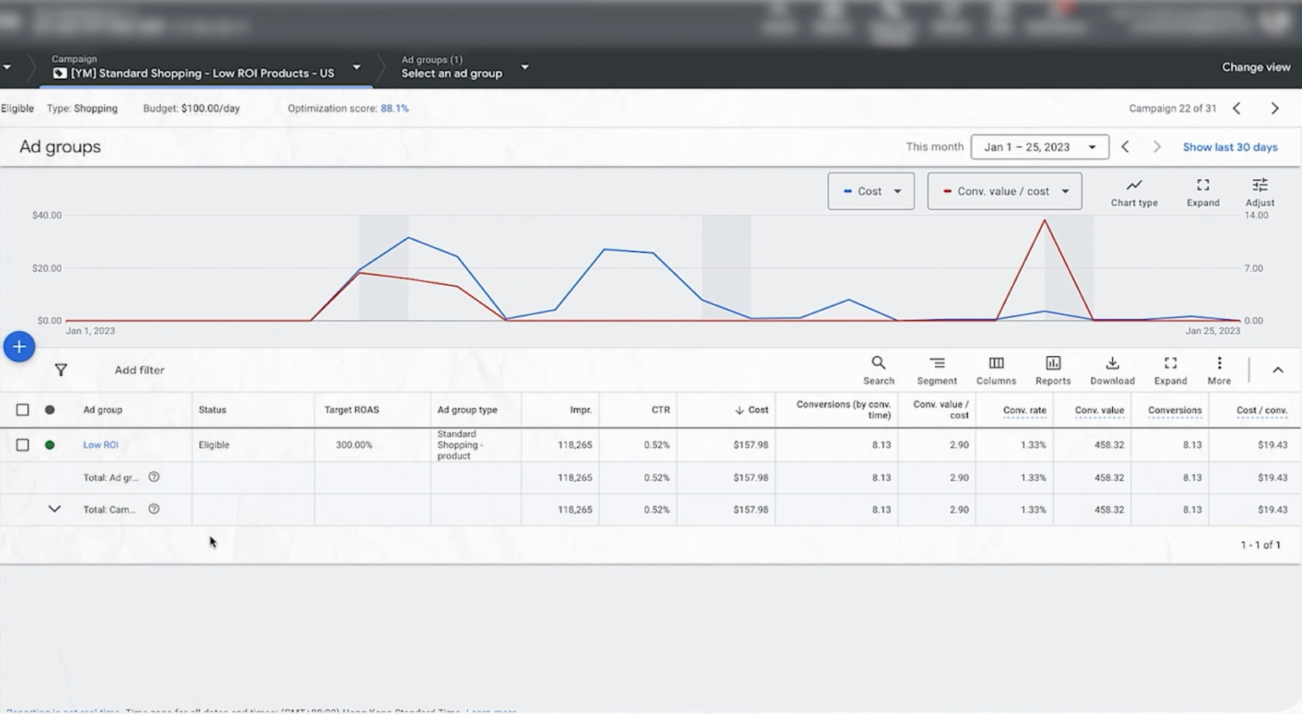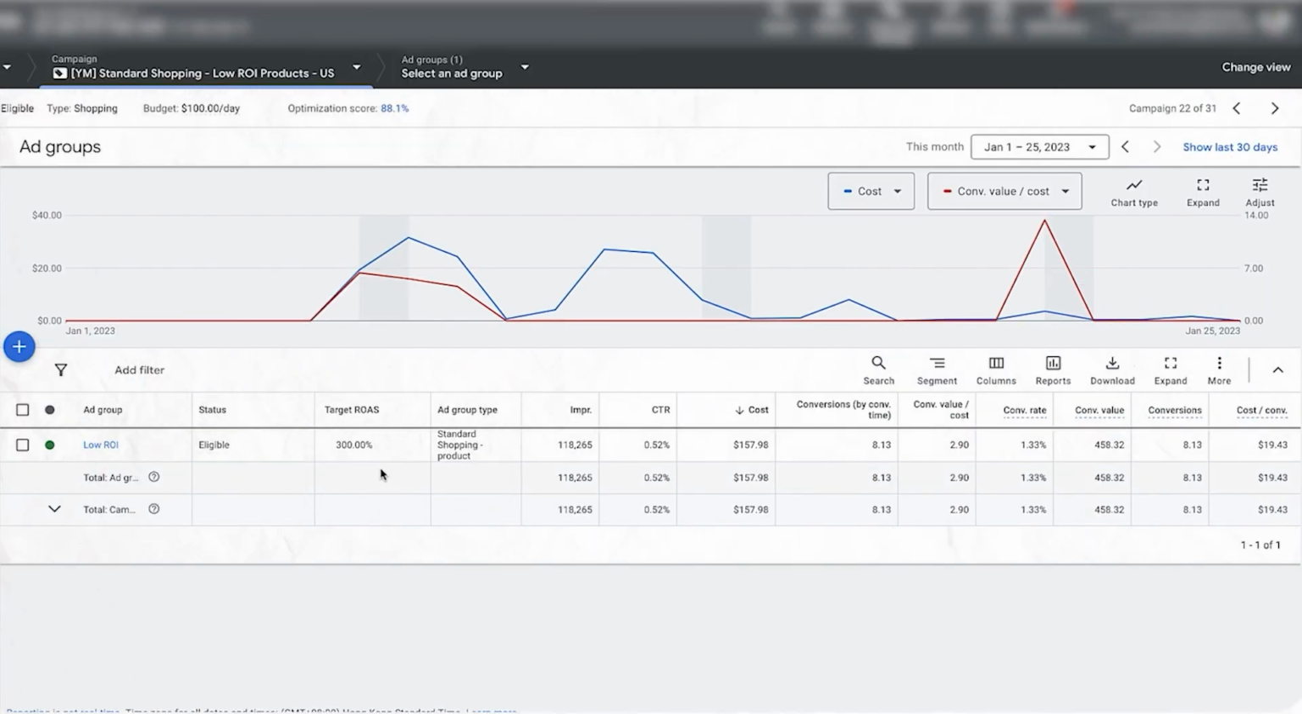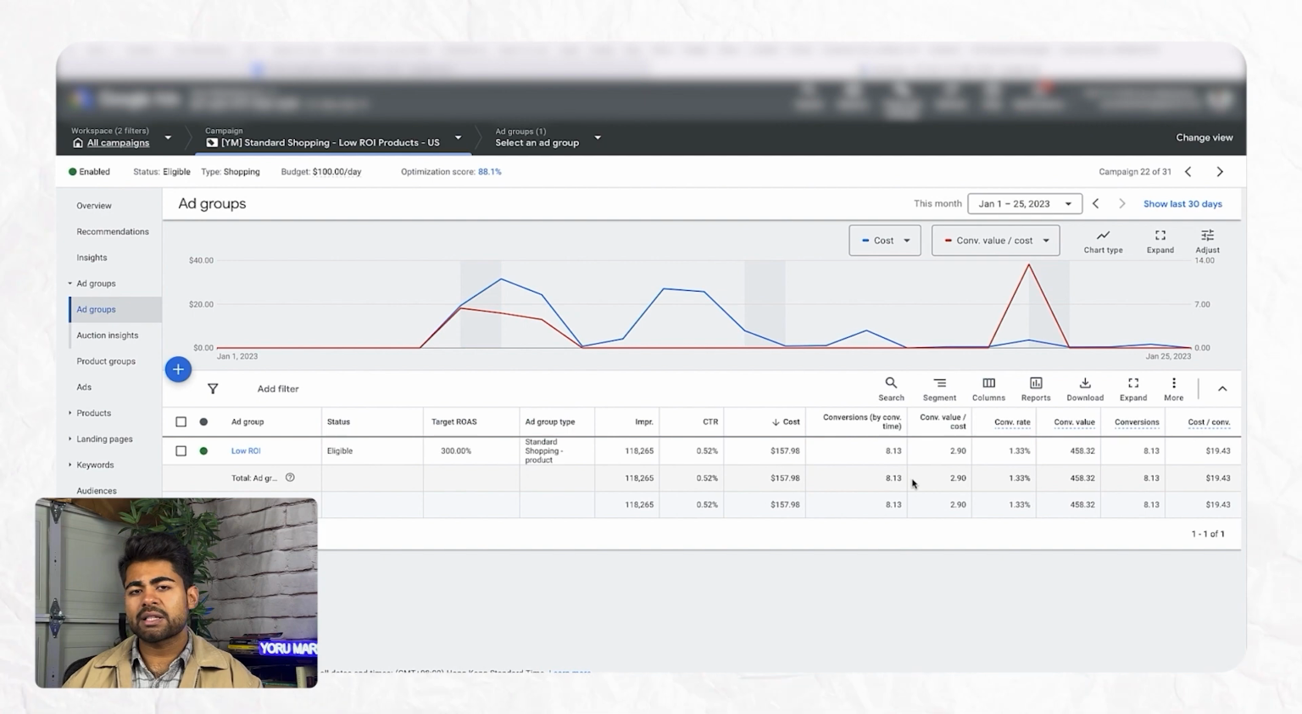You want to instead do target ROAS, and for the target ROAS, you want to set something that's very stable and something your ad account on the higher end has already achieved. So for this e-commerce brand right here, we set this low ROI standard shopping campaign at a 300% return on ad spend, and we just put all of the products that did not perform within this. So the beauty about this campaign is it starts to actually get those products shown to a higher quality of audience. Now, this is not technically possible with the Performance Max campaign simply because there's not enough things we can control with PMax, like keywords and all of that stuff.